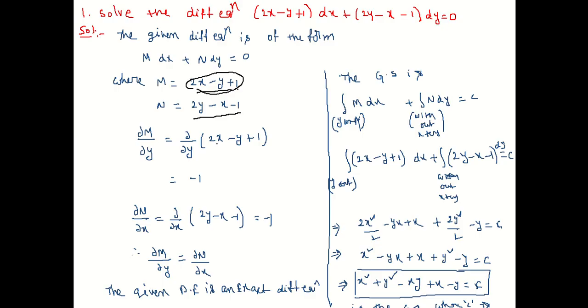So ∂/∂y of 2x minus y plus 1. You know partial derivative with respect to y means the other variable is treated as constant. So 2x is constant, 0; minus y derivative, minus 1; plus 1 constant, 0. So ∂M/∂y equals minus 1. Now ∂N/∂x, differentiate N with respect to x partially. Other than x, treat it as constant. So ∂/∂x of 2y minus x minus 1. With respect to x, y derivative is 0, x derivative is 1, so minus 1, and constant 1 derivative is 0. So the answer is minus 1.